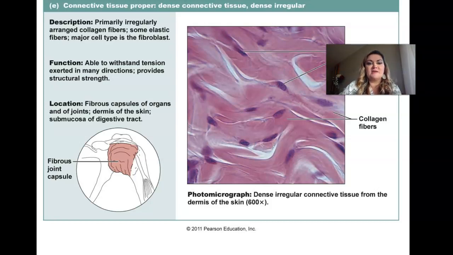For this, you're going to find it in fibrous capsules of organs and joints. You'll find it in the dermis of the skin, which is underneath the epidermis, and you're going to find it in the submucosa of the digestive tract.